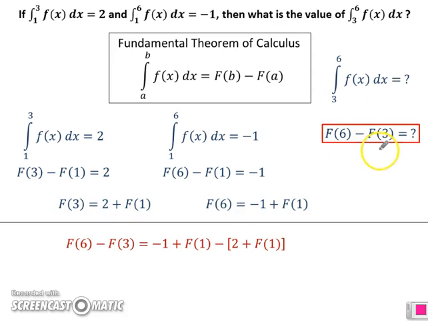So F of 6 minus F of 3 is really -1 plus F of 1 minus 2 plus F of 1. That's what this is here. And again, this is just algebra. We can distribute this negative sign here. That's going to be -2 and negative F of 1 now. And those two F of 1s cancel out. This positive one and this negative one makes 0. So we're left with F of 6 minus F of 3 is equal to -3.